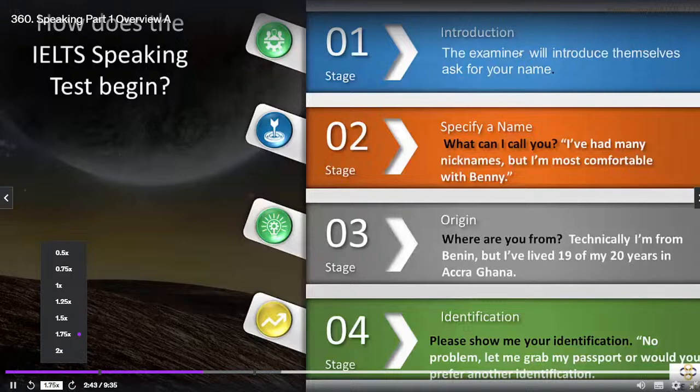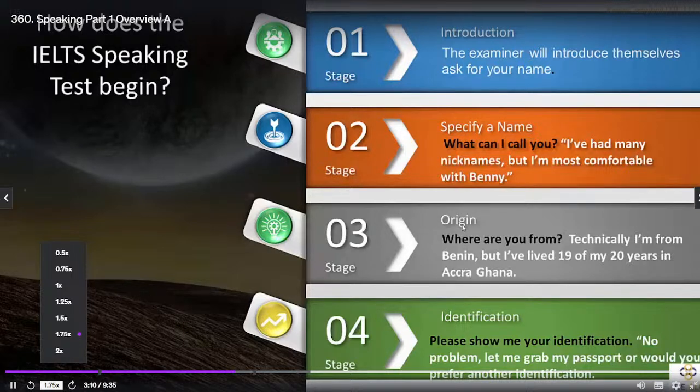In the beginning, they're going to go ahead and introduce themselves, ask for your name. Then they're going to say, what can I call you? And you might say something like, I've had many nicknames, but I'm most comfortable with Benny. Now, don't play around in terms of giving your name. Don't try to get too cute. Just give your name and move on to the next part.